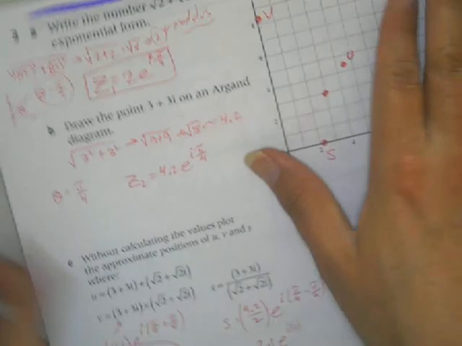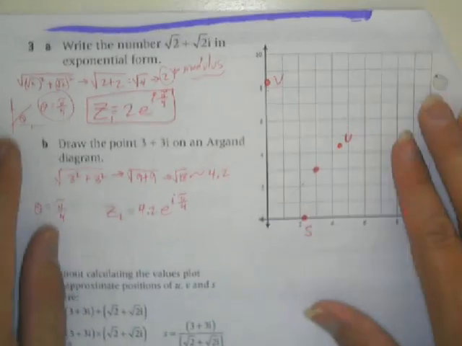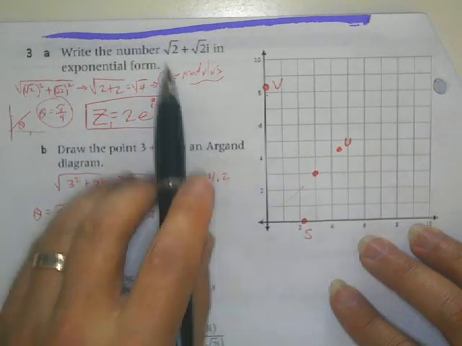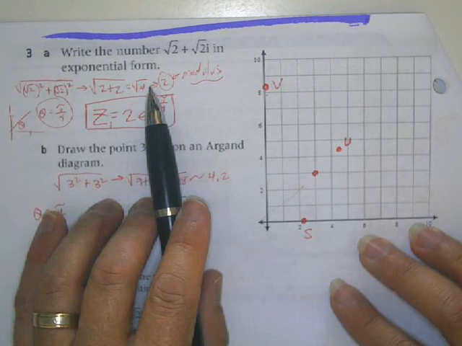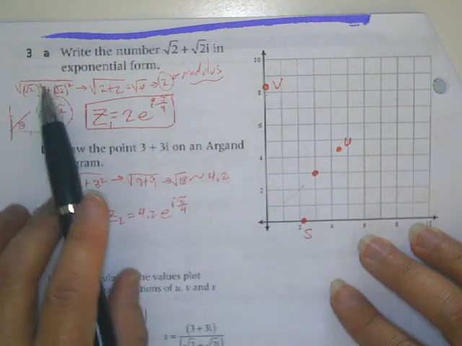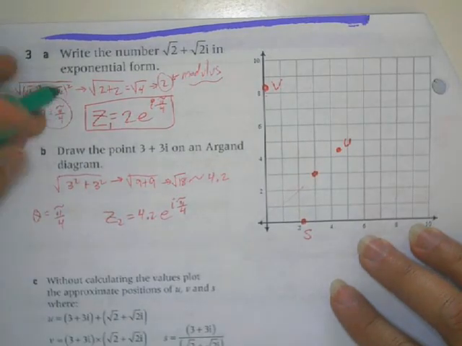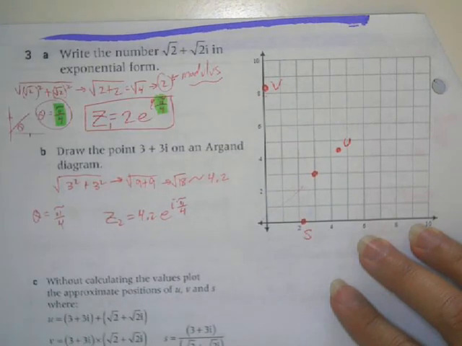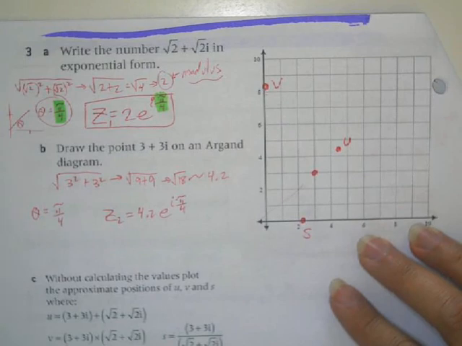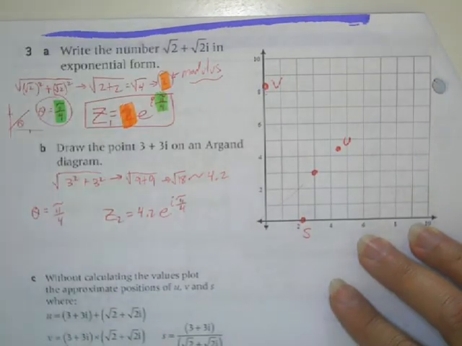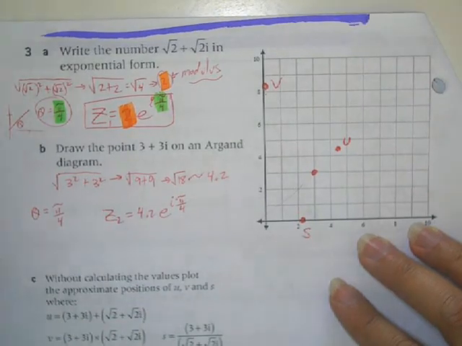Let's do the next part here. I just want to show you the answers for question 3. So write the number square root of 2 plus square root of 2i in exponential form. So first I figure out the modulus, and then I figured out the angle is pi over 4. So now it's in exponential form. We've got our argument, and we've got our modulus of 2.